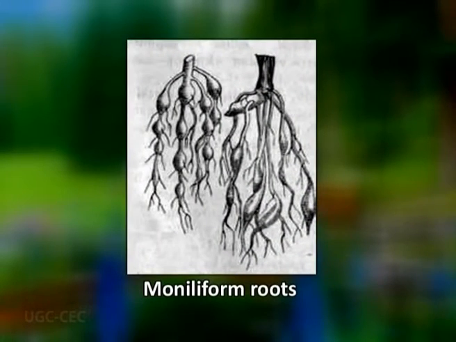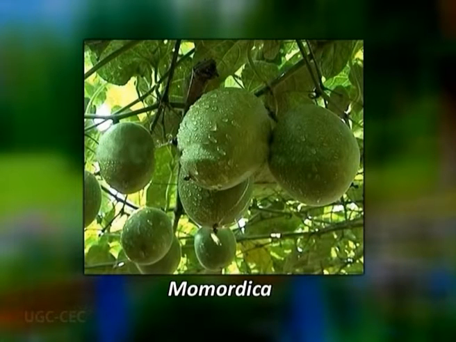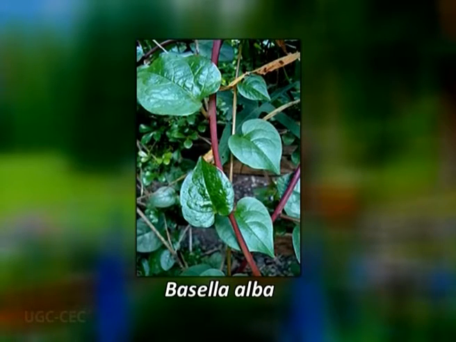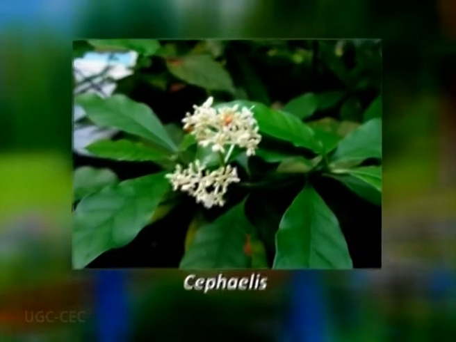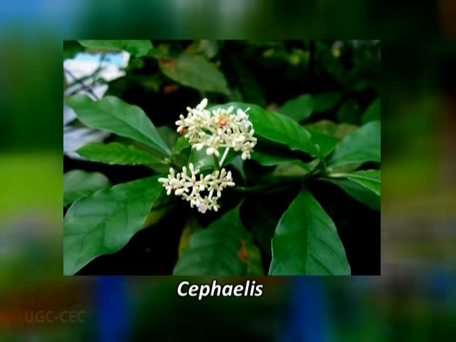Number three, moniliform roots. In this case, the adventitious roots that arise from the stem become swollen at regular intervals and give a beaded appearance. Such beaded structures are designated as moniliform. For example, Momordica and Basella alba. Number four, annulate roots. In Psychotria, the adventitious roots develop a series of annular or ring-like thickenings throughout their length. Such storage roots are called annulated roots.